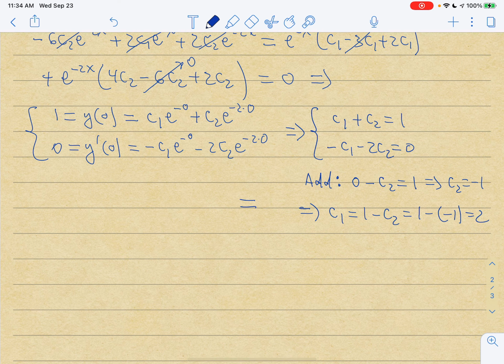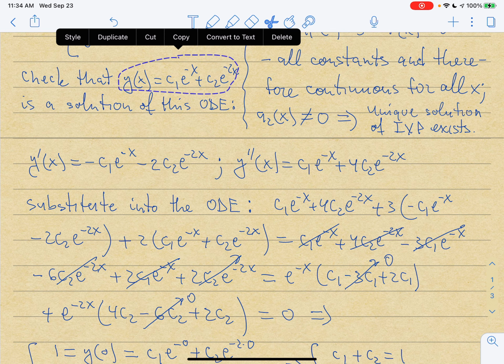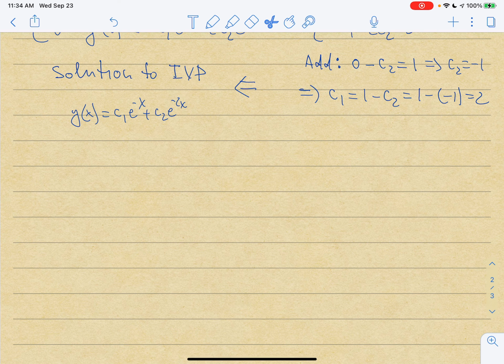And so then the conclusion is that the solution to the IVP, to my initial value problem, is again given by this expression here, which I'm going to copy. And I have to replace c1 and c2 by these numbers that I found. So c1 is 2, and c2 is minus 1. So this is what we're going to get.